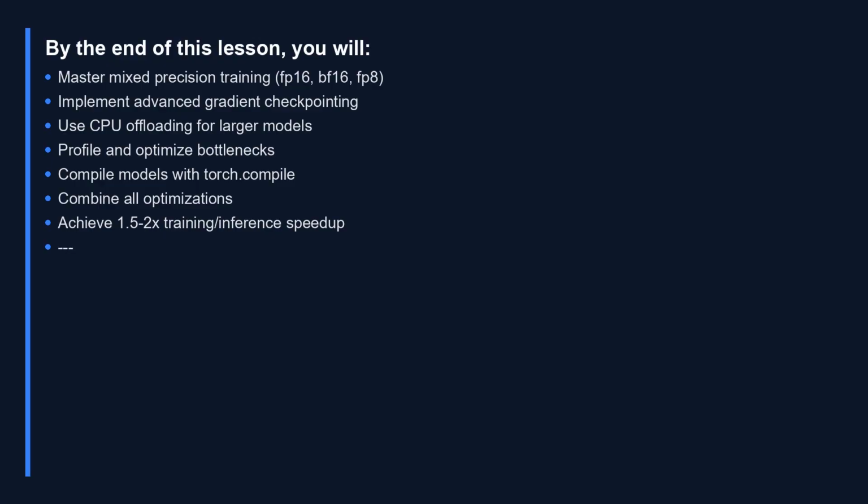Learning objectives. Here's what you'll walk away with. You'll understand the practical trade-offs between FP16, BF16, and FP8 precision formats and know which to reach for on your hardware. You'll implement advanced gradient checkpointing, use CPU offloading to run models that exceed your VRAM, profile your training loop to find real bottlenecks, and compile your model with torch.compile for measurable speedups. Put it all together, and you're looking at a 1.5 to 2x improvement in both training and inference speed, not from any single trick, but from stacking optimizations intelligently.